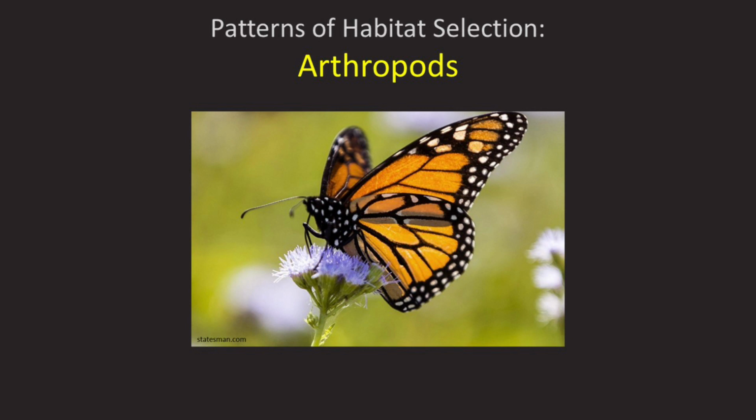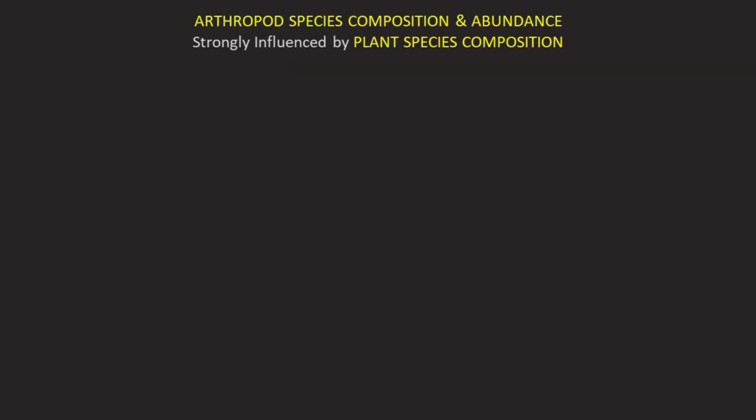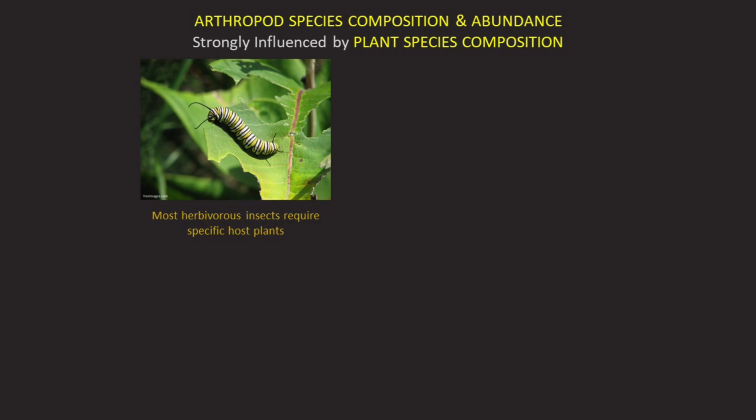I'll finish this section with just a few words about habitat selection by arthropods. Arthropod species diversity and abundance is usually most strongly influenced by plant species composition. Most herbivorous insects require specific plant species as their food. For example, monarch caterpillars are very unlikely to occur in habitats where there is no milkweed.